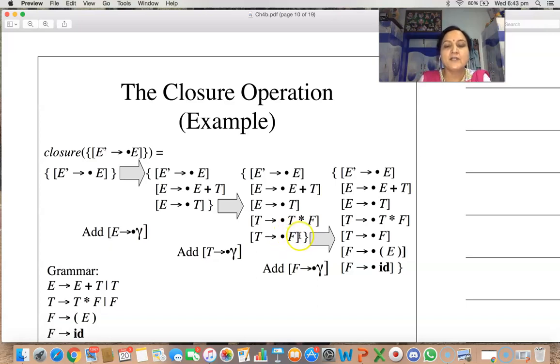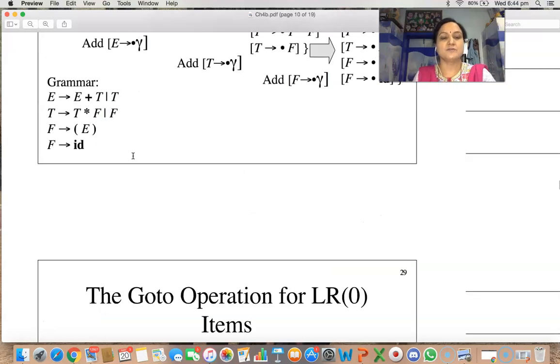Now again F is also a non-terminal, so we are going to add F productions also. So E dash tends to dot E, E tends to dot E plus T, E tends to dot T, T tends to dot T into F, T tends to dot F as usual from the previous step. And then because after the dot F is a non-terminal, we are going to add its productions also. That is F tends to dot E enclosed in brackets and F tends to dot ID. So this is the whole closure of E dash tends to dot E. This is how we compute the closure of any production.